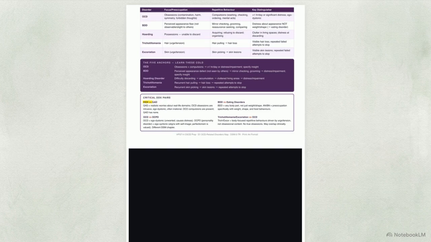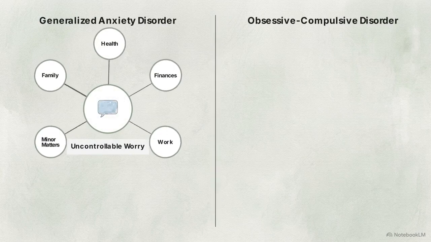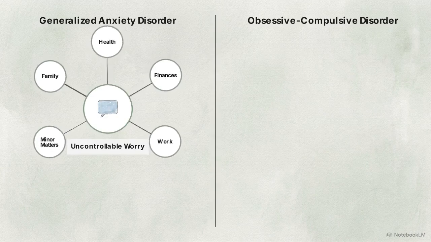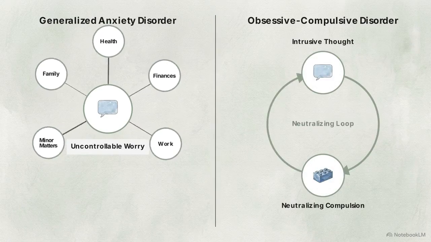This list shows the distinctions between generalized anxiety disorder and OCD. While both involve intrusive thoughts, generalized anxiety disorder is characterized by uncontrollable worry across multiple domains, whereas OCD involves ego-dystonic thoughts and compulsive neutralizing behaviors.